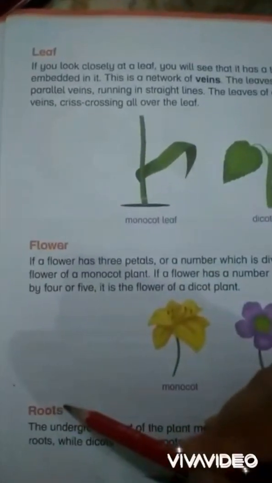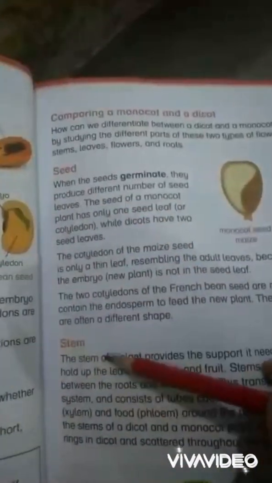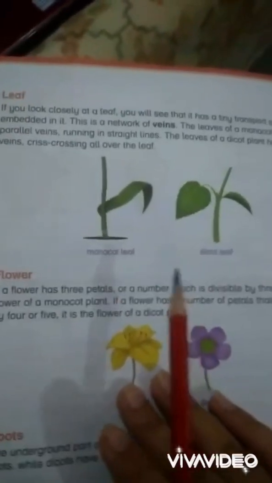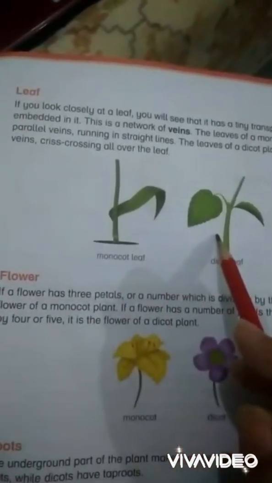Today we will compare the remaining parts of the monocot and dicot plant, that are leaf, flower and roots. Well, we have already compared the seed and stem of the monocot and dicot plant. Now we are going to compare the leaf of a monocot and dicot.